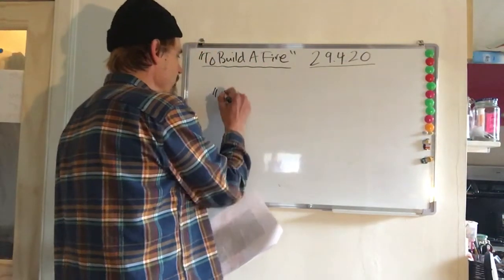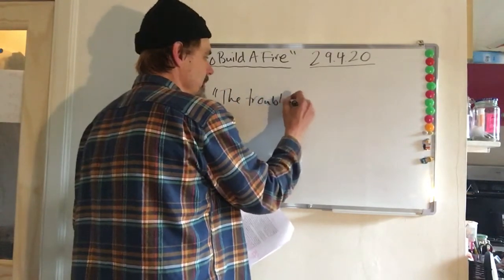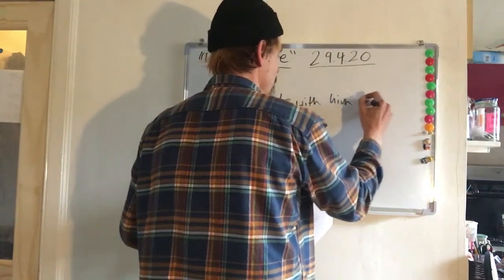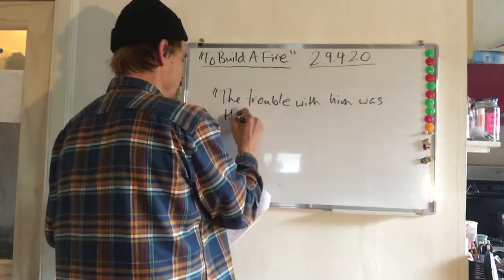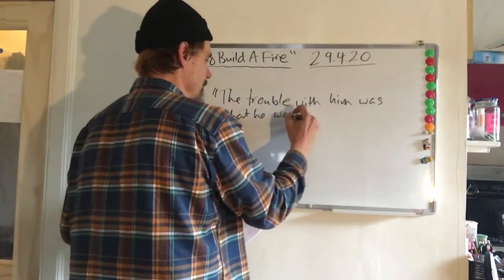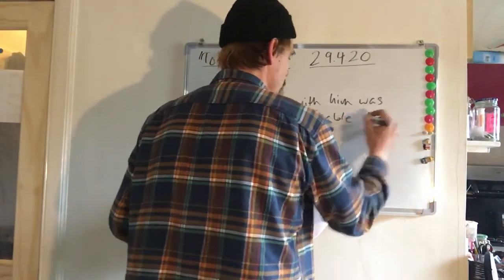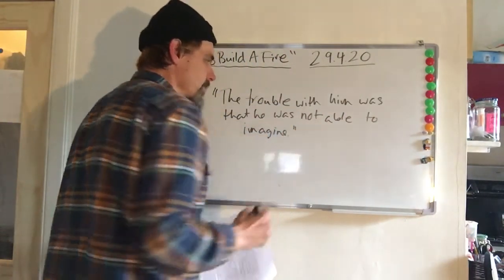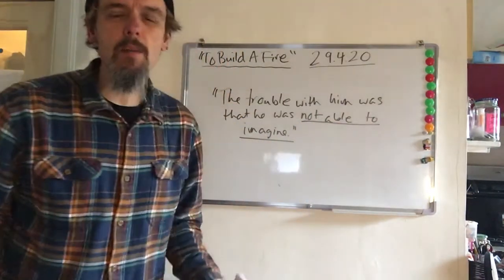And I think my favorite, it's the ultimate tragedy with this guy. "The trouble with him was that he was not able to imagine." And I think that's really crucial. You know, this idea of not being able, what does it mean not being able to imagine?